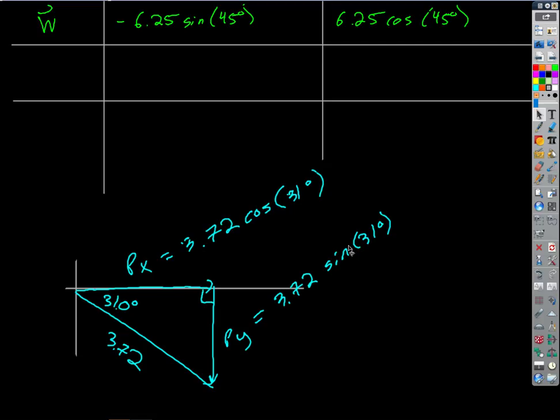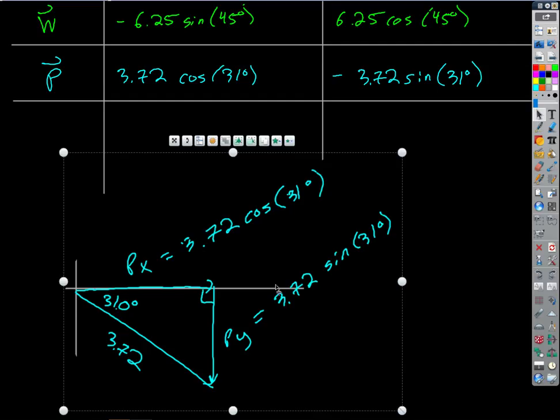Okay, so we call this vector P. And p sub x, positive or negative? Positive. Okay, p sub y? Negative. Okay, so now we're done with the previous page.